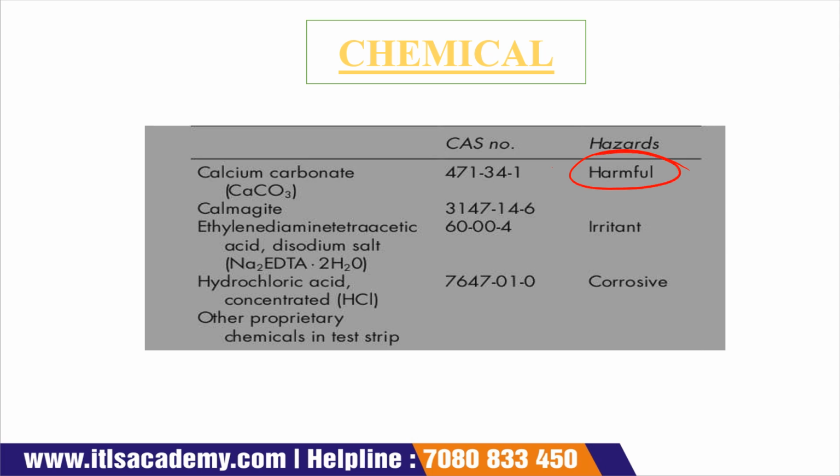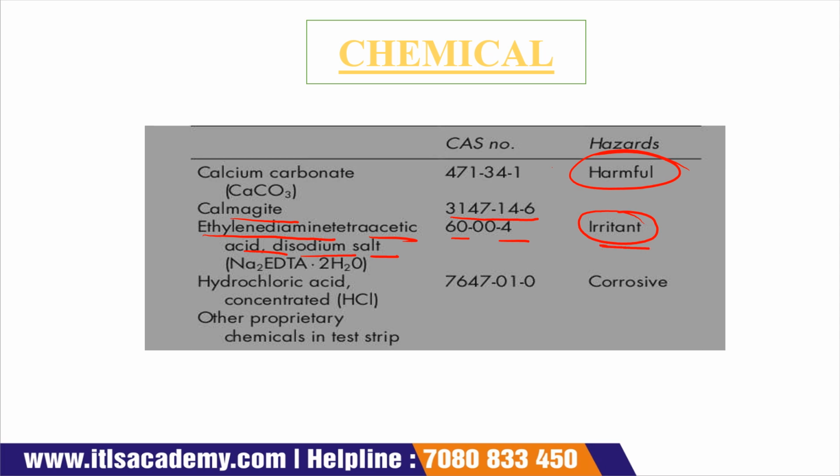The second chemical used is calmagite, with CAS number 3147-14-6, and the hazard related to this chemical is that it is an irritant. The next one is ethylenediaminetetraacetic acid disodium salt, with CAS number 6381-92-6. It is also irritant in nature.